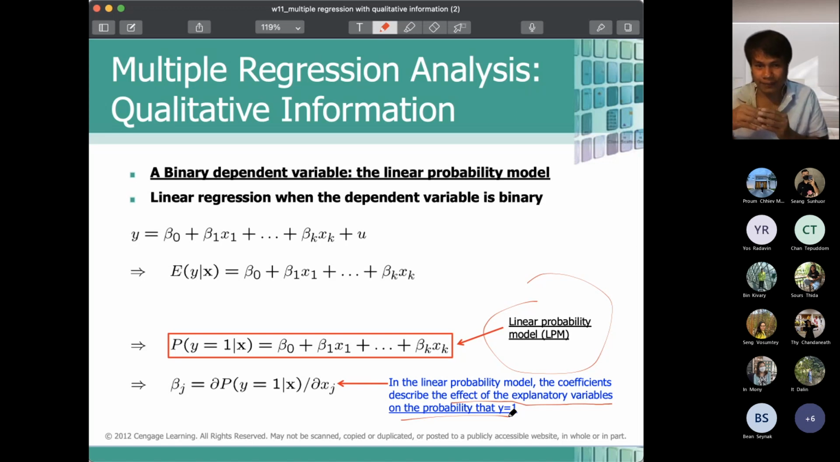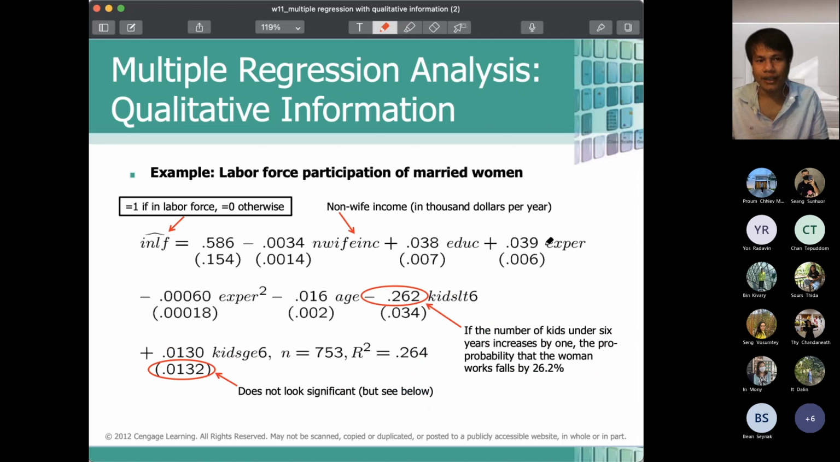All right, following me? Let's have a look at our example first. Here, we have a dependent variable Y: 1 if in labor force, 0 otherwise. You want to estimate whether education has anything to do with women being in the labor force or not. Here is the example of labor force participation of married women. We want to know whether a married woman being in the labor force is determined by education or other variables. So here our dependent variable is a dummy, 1 if in labor force, 0 otherwise.